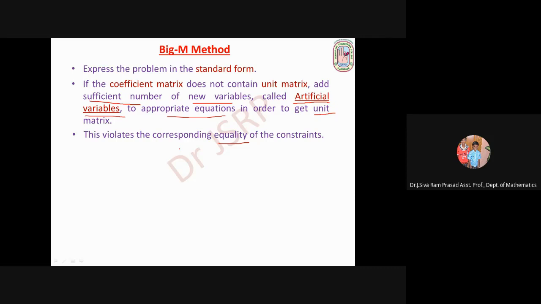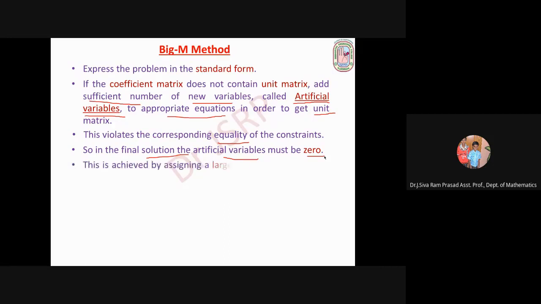So to maintain the equality condition, in the final solution, the artificial variables must be 0. How do we achieve this? This is achieved by assigning a large negative price, minus M, to each artificial variable for a maximization problem. So we assign a large negative cost or price minus M to each artificial variable in the case of a maximization problem.